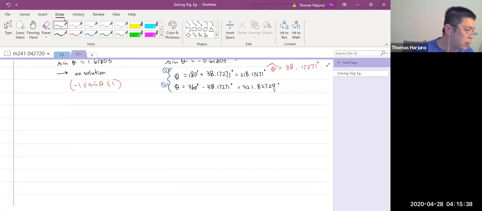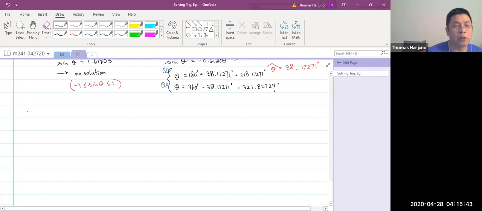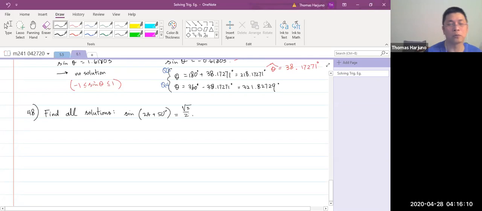Okay. Now, what happens if we have, for example, a question like number 48? Find all the solutions. Sine of (2a plus 50 degrees) equals square root of 3 over 2.